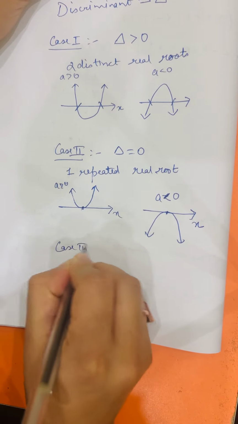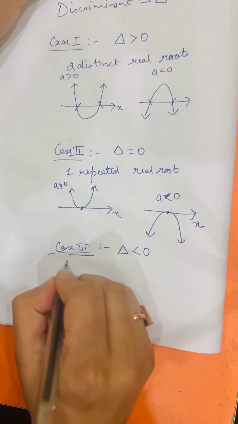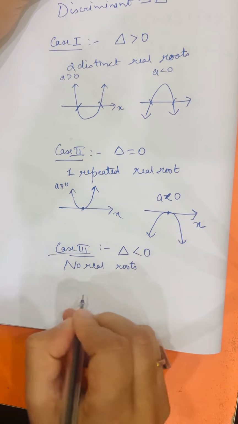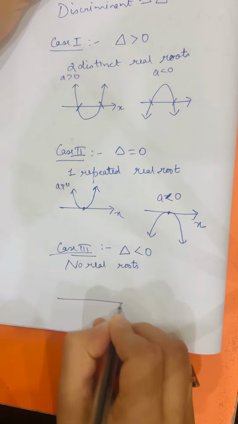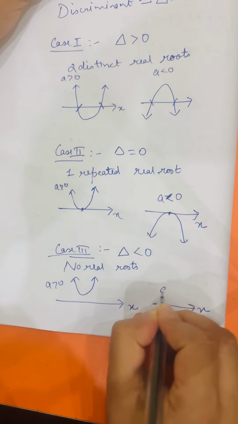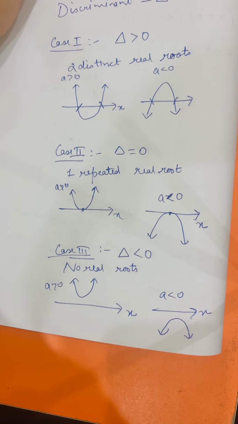And the third case can be when we have discriminant less than 0. So when the discriminant is less than 0, in that case we have no real roots, and the graph will look somewhat like this. It will neither touch nor cut the x-axis, and if it is concave down, it will be somewhat like this.